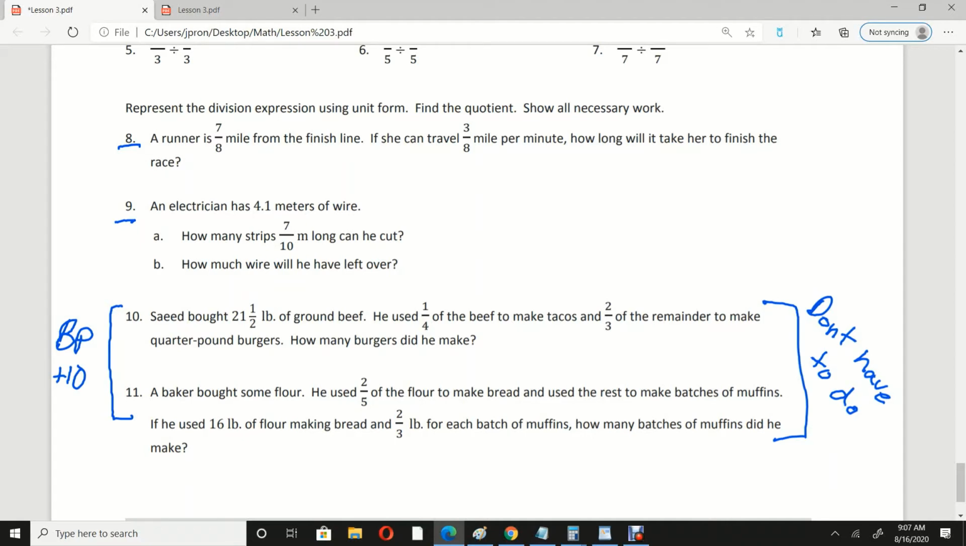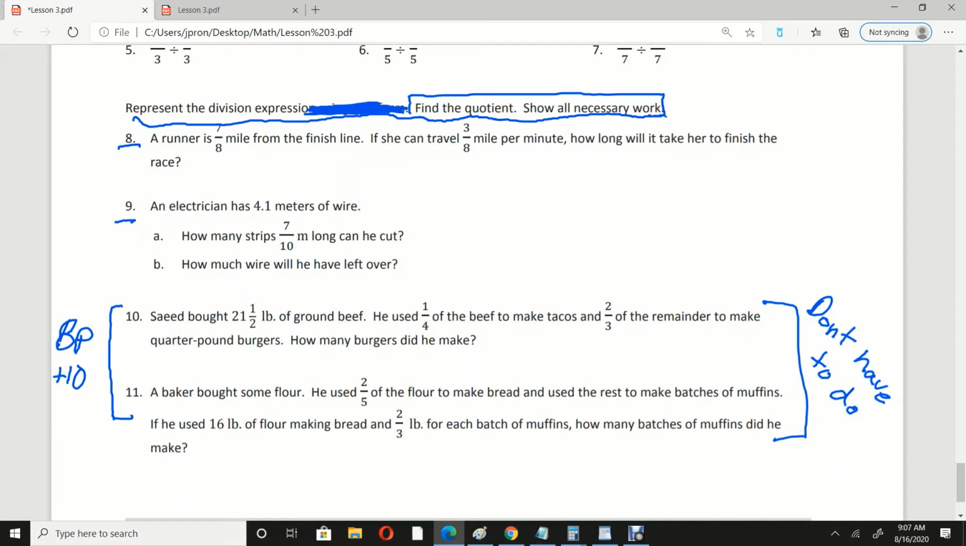Okay, we want to represent division expressions using unit form, find a quotient, show all necessary work. Guess what we're not going to do? I don't need you to do it in unit form, okay? If seeing it in the unit form, what we talked about in the lesson, helps you, then that's fine. I don't need you to represent it in unit form. It'll be okay, okay? You're going to find the quotient and show all necessary work. That's what I want from you, all right?